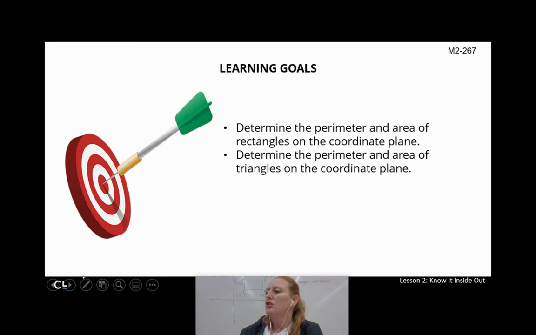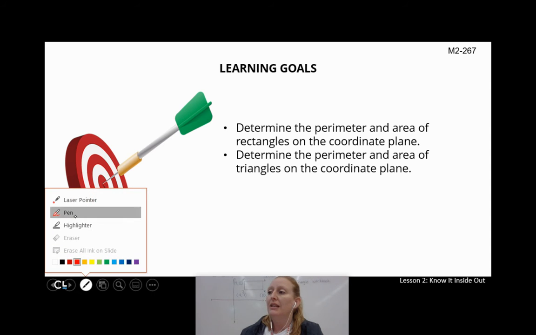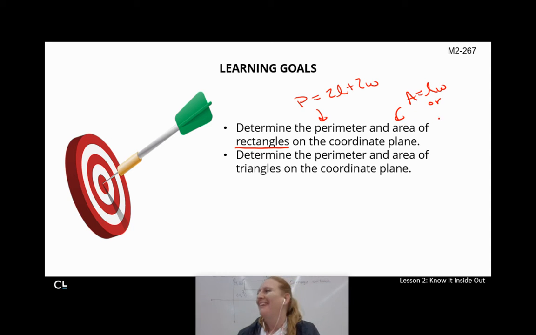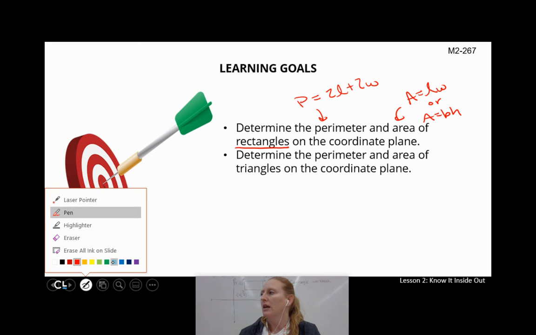coordinate plane. Just a quick reminder, if you need it, we did say last time that the perimeter of a rectangle was twice the length plus twice the width. We also said that the area we could think of as length times width, or the way I preferred it is to say that the area is base times height. And of course, we're doing this for triangles as well.